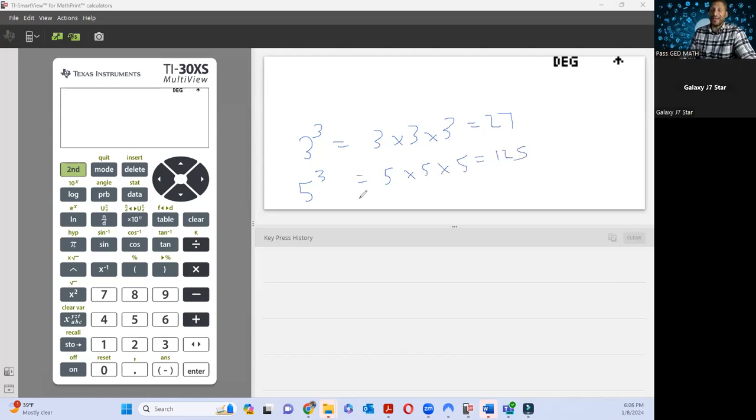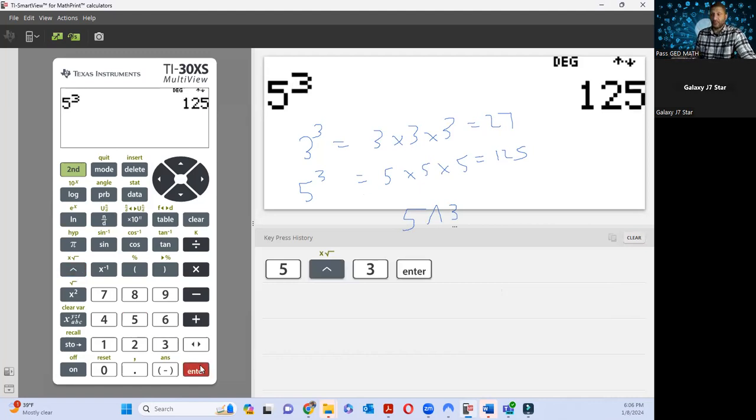How you would do that on the calculator is 5 caret 3. On the calculator, you would press 5, the caret is right there above x squared, and then 3. That's how you raise to a power. You will have squares, square roots, cubes, and cube roots on your exam, I can almost guarantee. Now, the cube root is the opposite of cubing. For example, if we know 5 to the third is 125, the cube root of 125 is 5.